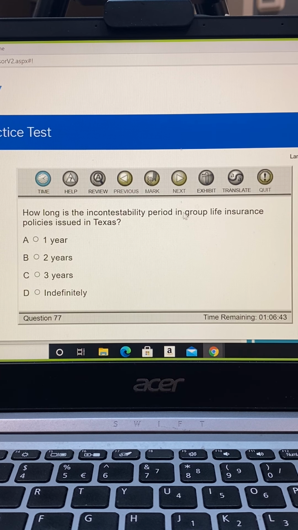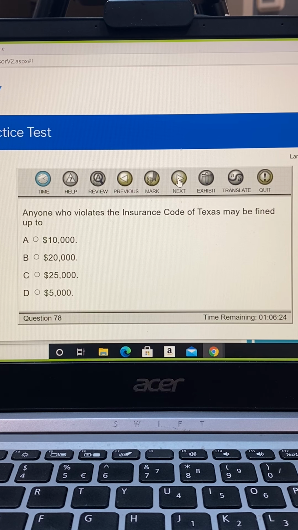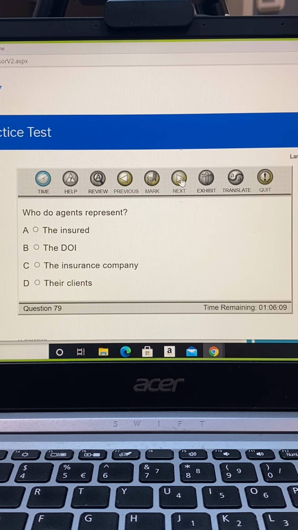How long is the contestable period in a group life insurance policy issued in Texas? The incontestability period. 2 years? Yeah, I think it's 2 years everywhere. Anyone who violates the insurance code of Texas may be fined up to $25,000. Don't do that. Who do agents represent? The agent represents the insurance company.